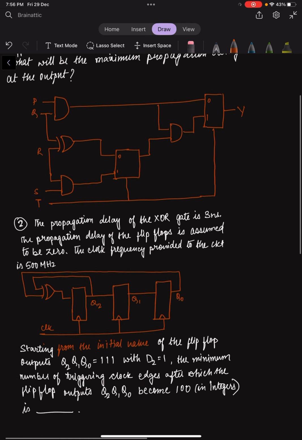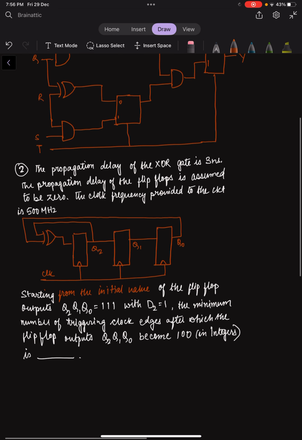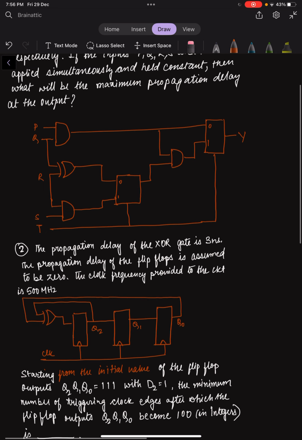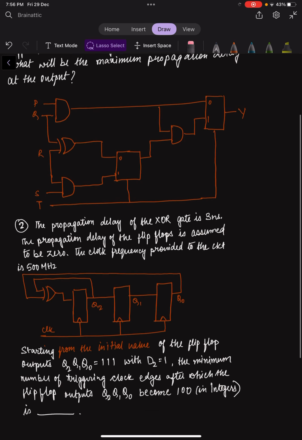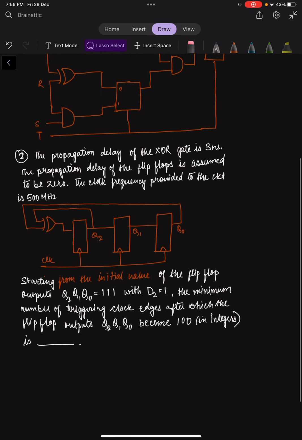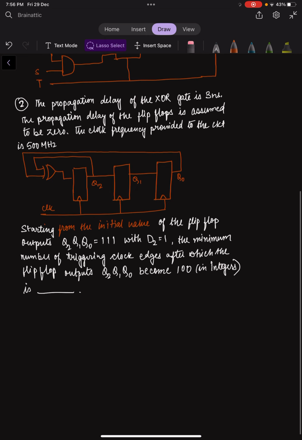In the next question, the propagation delay of the XOR gate is 3 nanoseconds. The propagation delay of the flip-flops is assumed to be 0. The clock frequency provided to the circuit is 500 MHz. The initial condition of the flip-flop is given as Q2, Q1, Q0 equal to 111 with D2 equal to 1. The minimum number of triggering clock edges after which the flip-flop outputs Q2, Q1, Q0 become 100 is. Let us begin solving the problems one by one. If you want to give the problems a try by yourself, you can definitely do so. Otherwise, you can follow for the solution. Let us begin solving the first problem.